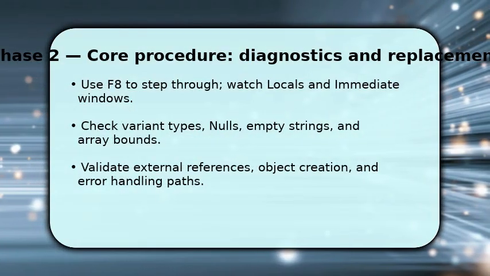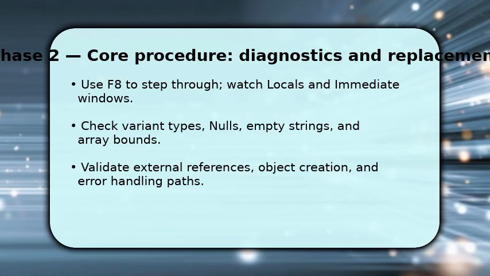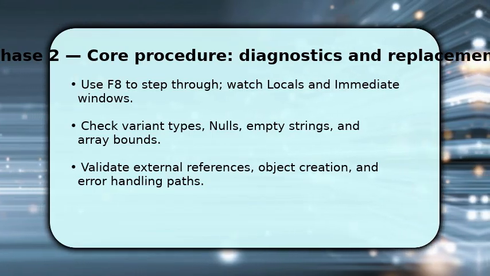Now you step through the code with F8, watching the locals and immediate windows to see values change. This tells you why a statement fails.